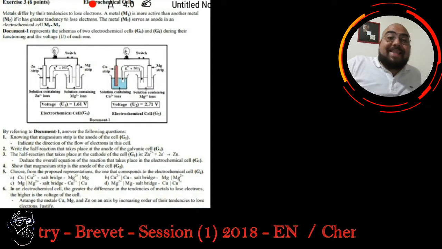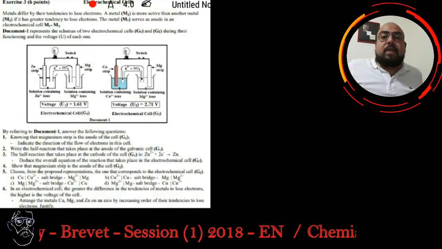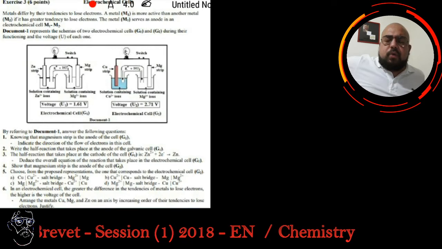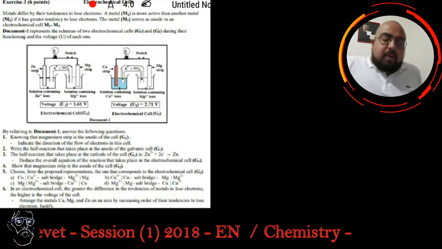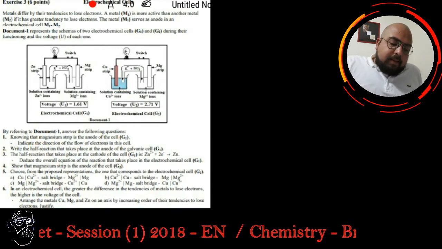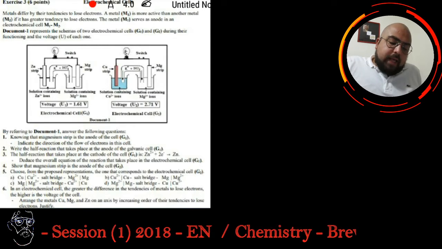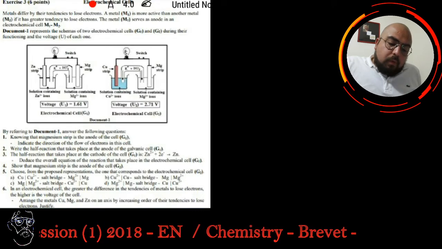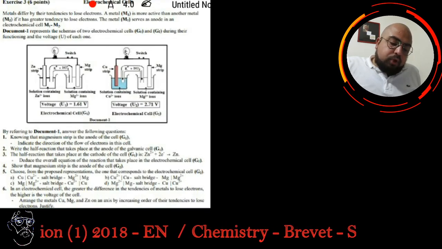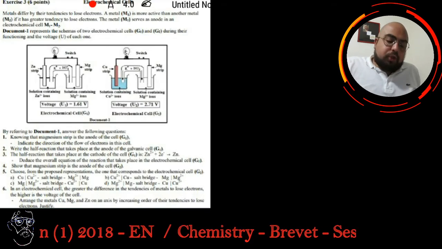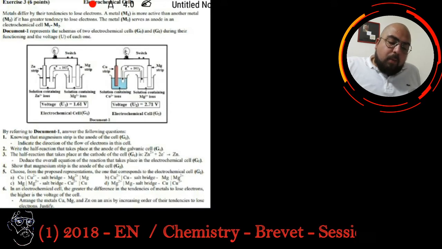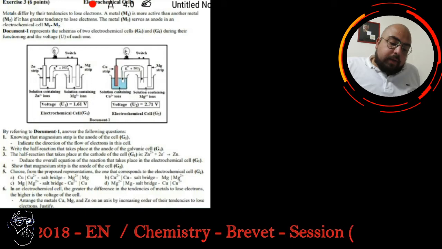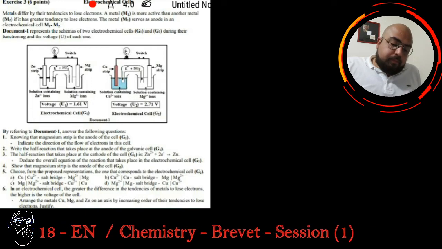Today I'm going to solve the third exercise from the first session of 2018 chemistry, which is related to electrochemistry. So let's start. Electrochemical cells. Metals differ by their tendencies to lose electrons. A metal M1 is more active than another metal M2 if it has a greater tendency to lose electrons. The metal M1 serves as anode in an electrochemical cell M1, M2.